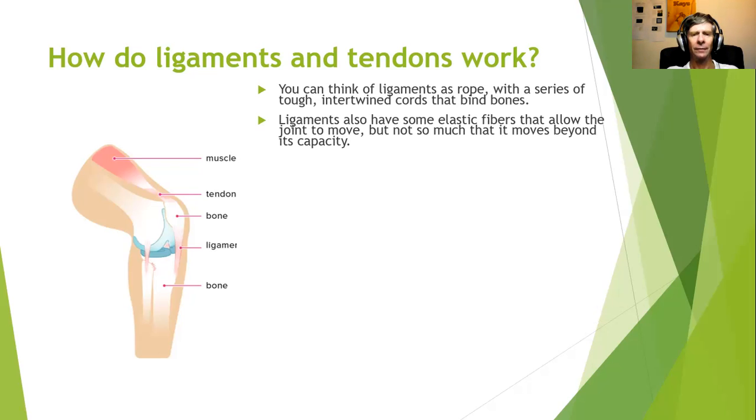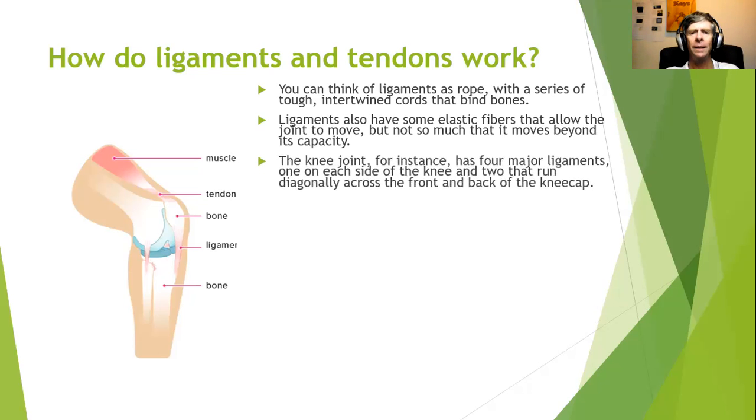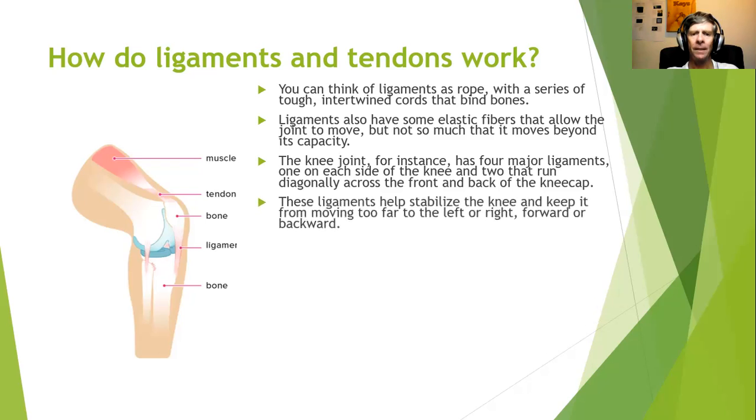It's not fun. So what happens when you're riding a motorbike or a quad bike? The bike stops and you don't, and you go over the handlebars, and it tends to dislocate the wrists. Not a pleasant injury. The knee joint, for instance, has 4 major ligaments, one on each side of the knee, and 2 that run diagonally across the front and the back of the kneecap. These ligaments help to stabilize the knee and keep it from moving too far to the left or to the right, as well as forward or back.